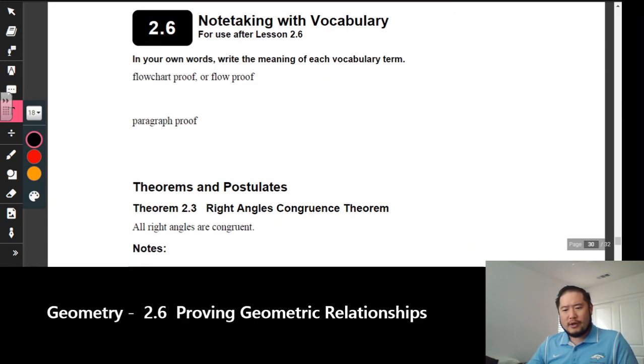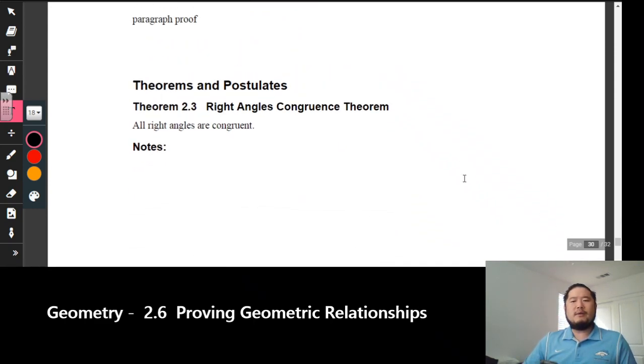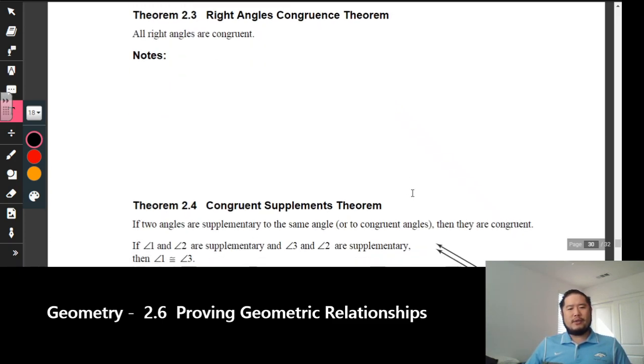Before we get to our flowcharts, let's go ahead and take a look at a few main theorems that we're going to be dealing with. The first one right here is theorem 2.3, right angles congruence theorem. Well, hopefully you know that a right angle is 90 degrees, and therefore all right angles are congruent. There's theorem 2.3.